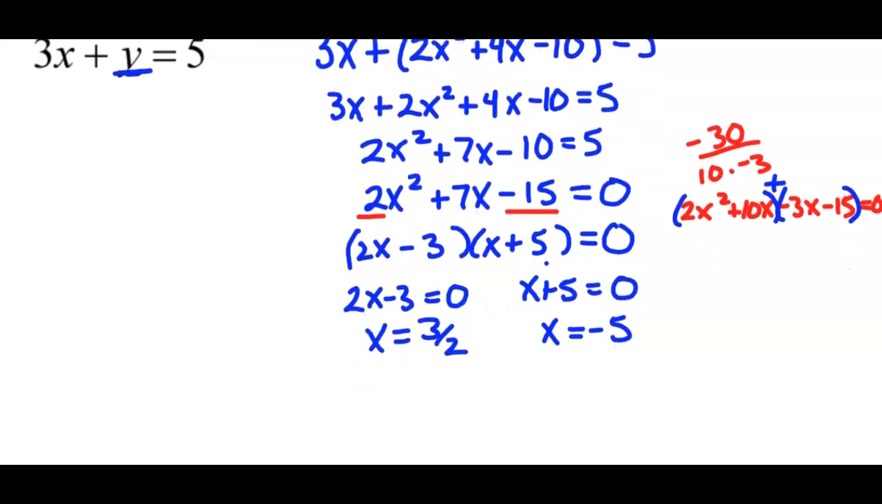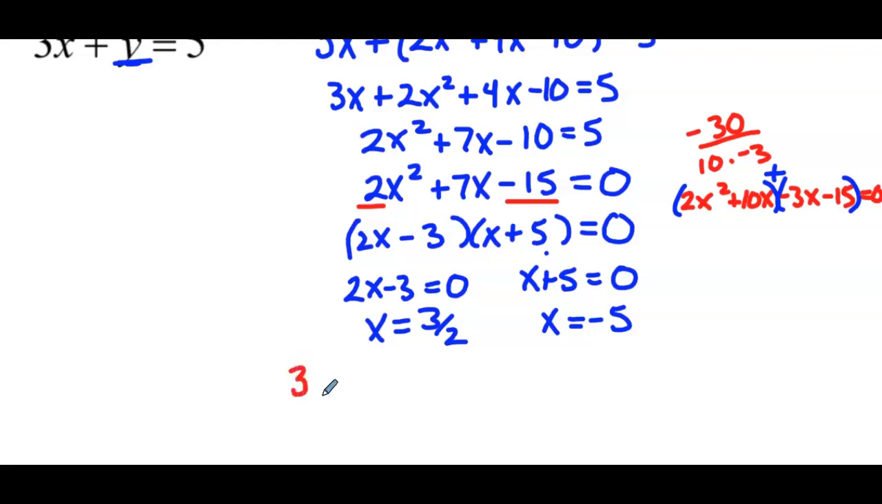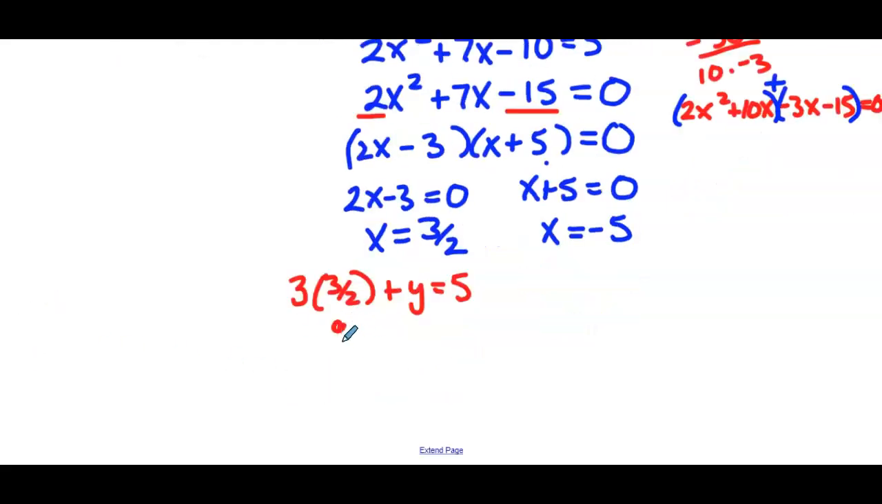So 3x plus y equals 5. So 3, no, don't want x, I know what x is. 3 times 3 over 2 plus y equals 5. So that's 9 over 2 plus y equals, well, let's just get a common denominator so we're set up to subtract. So that's going to be 10 over 2, right? 5 over 1, multiply by 2 over 2 in the numerator and the denominator. So we can subtract 9 over 2 on both sides, so y is equal to 1/2.